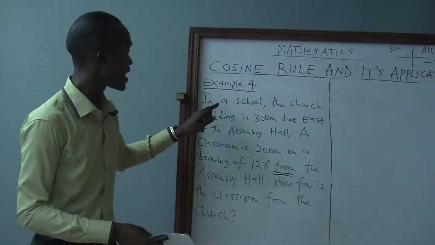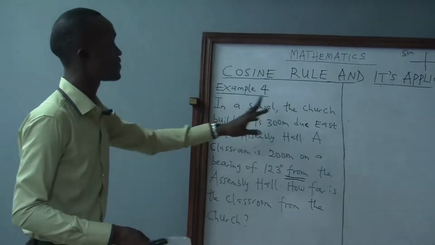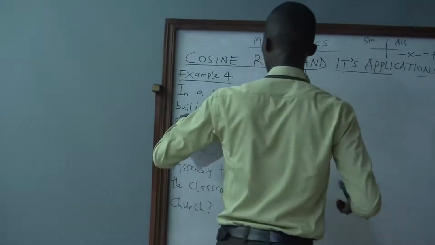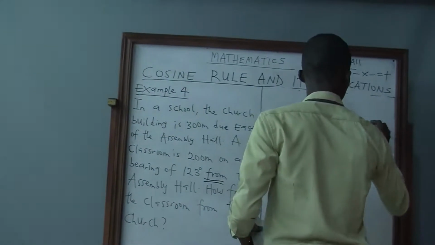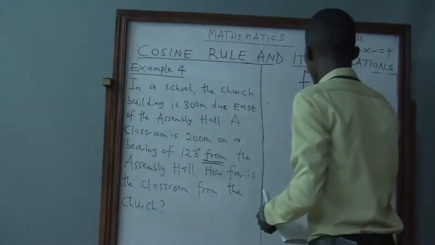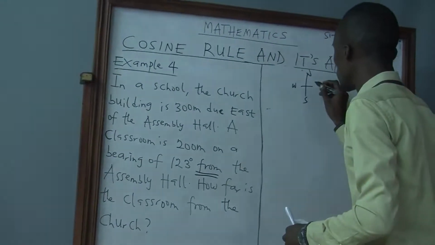So we start by sketching the diagram. For the first part of the question, we have the church is due east. From our four cardinal points, we have this. This is north, south, west, then east.